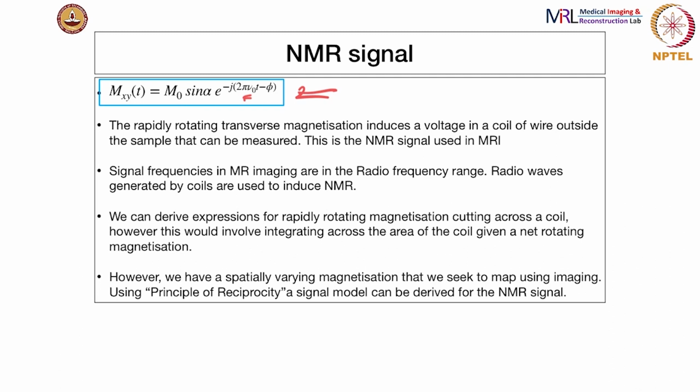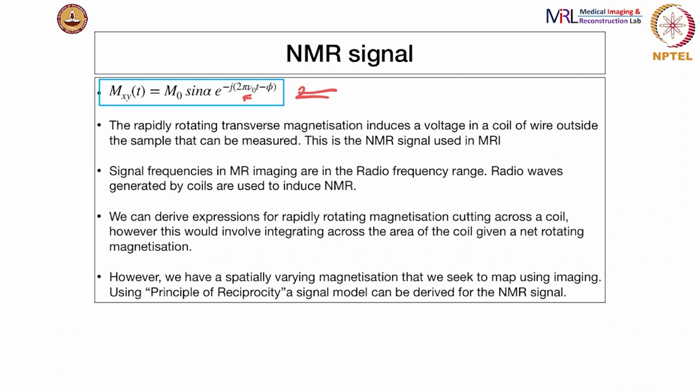Now, since there is a rotating magnetization, if we place a coil of wire outside the sample, then this rotating magnetization can be measured. This is exactly what is used in an NMR signal. It is what's used in MR. This is the origin of the NMR signal, right? So this magnetization, let me go back here, signal.